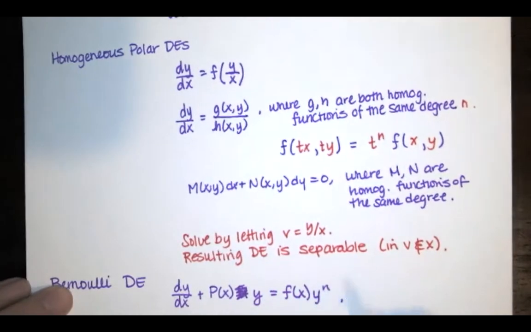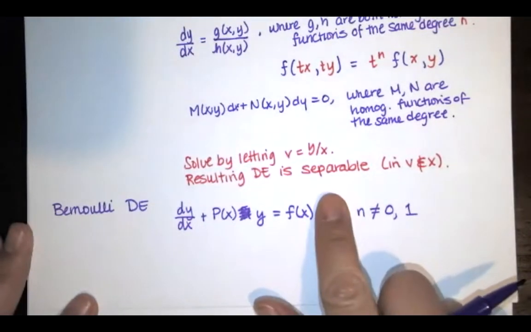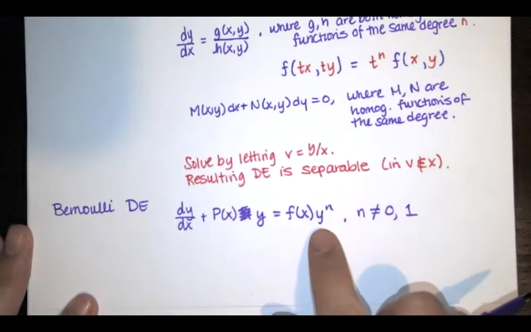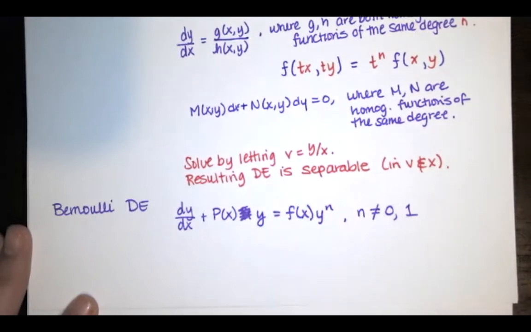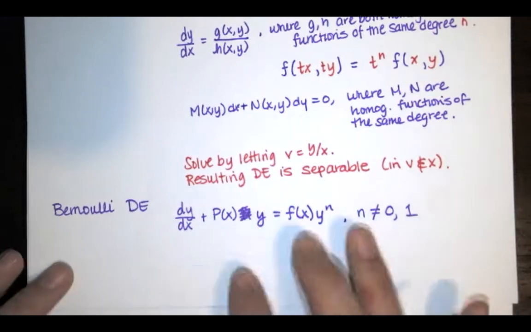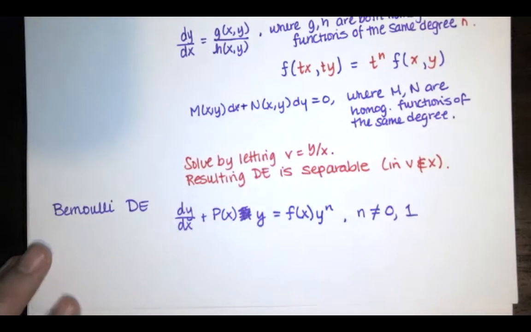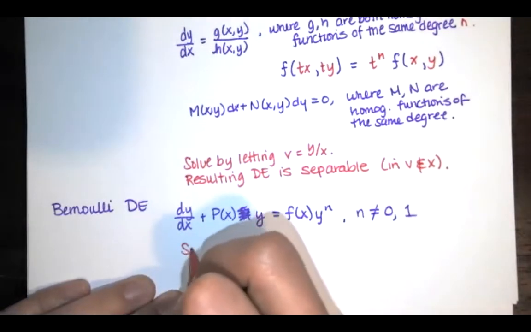But we've got this y to some power on the function on the right-hand side. Now, if n is equal to 0, then it's just first order linear. If n is equal to 1, well then this y term can be brought over to the other side and it's still first order linear. But if n is not equal to 0 or 1, this is a Bernoulli differential equation. And this can be solved using this method.